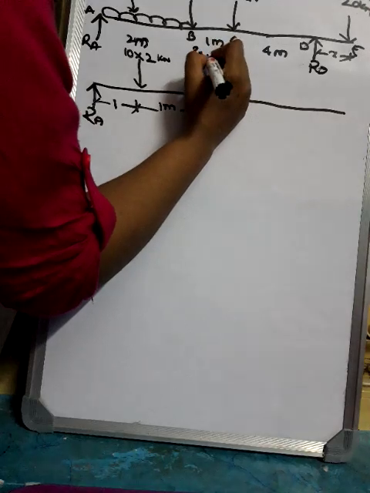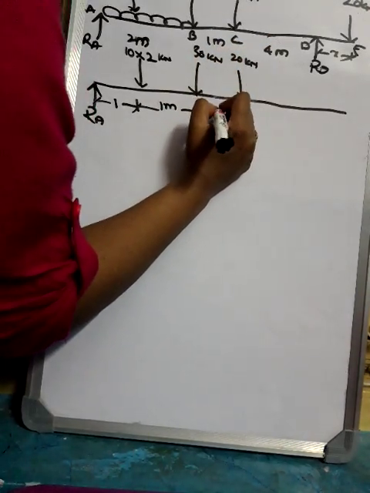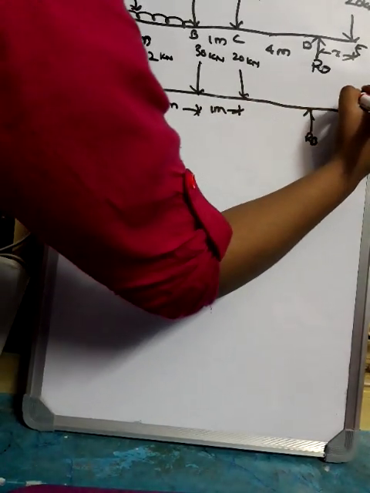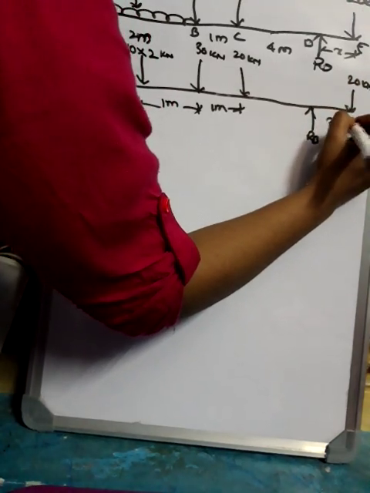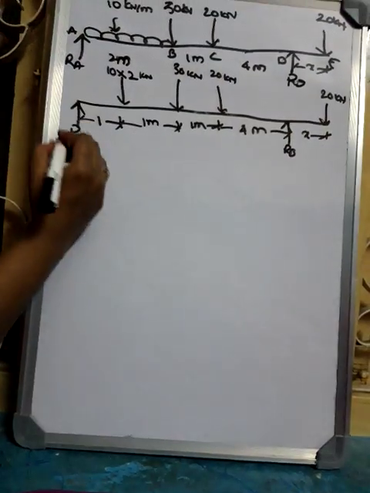And this is 30 kilonewton they have given, and this is 20 kilonewton they have given. And here you have a support RD, and this is 20 kilonewton, and this is the value of x. Okay, so this is the free body diagram.